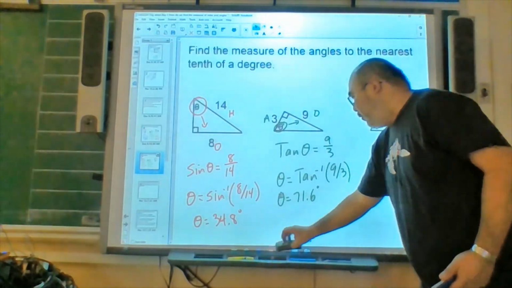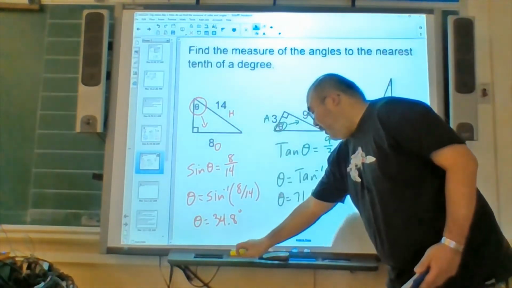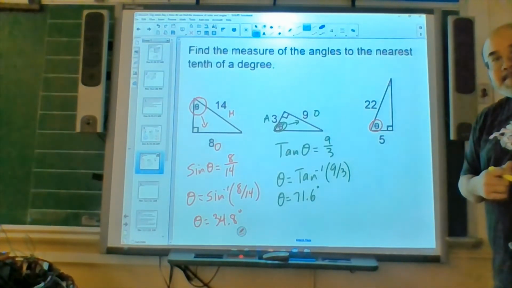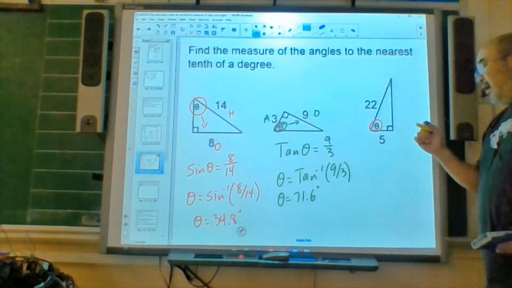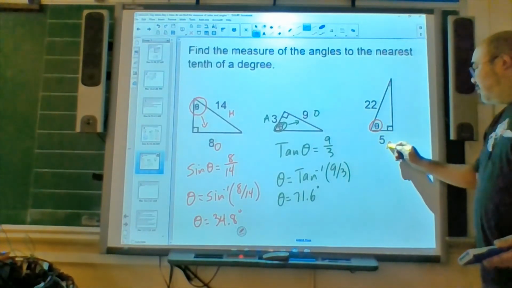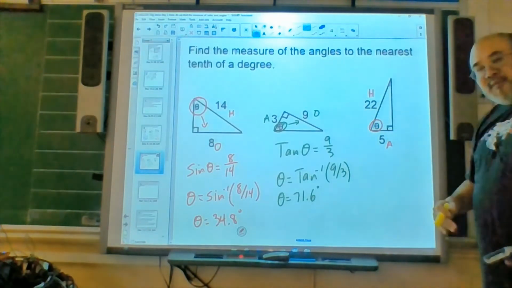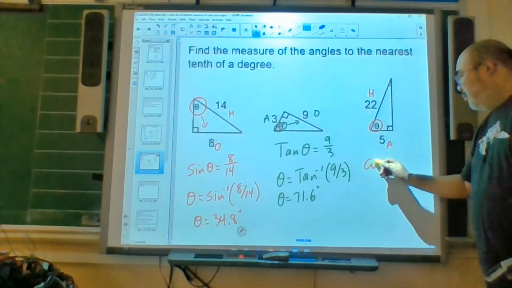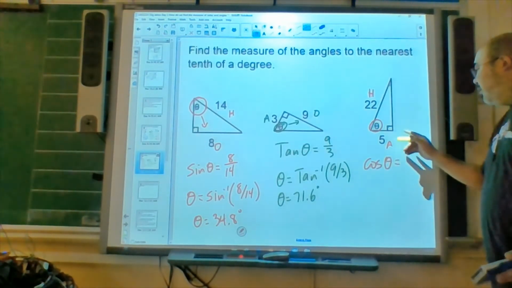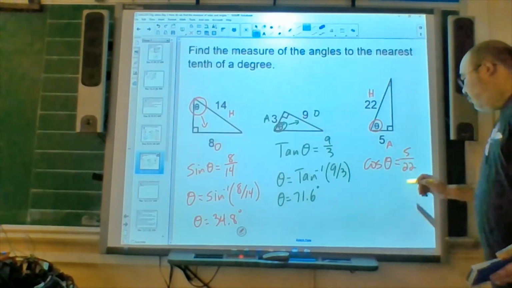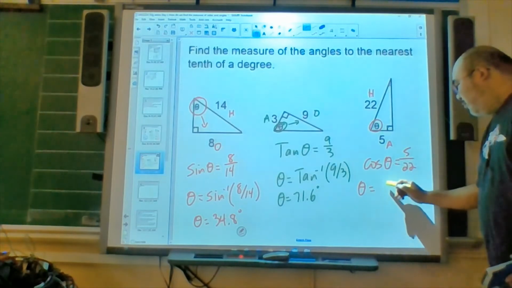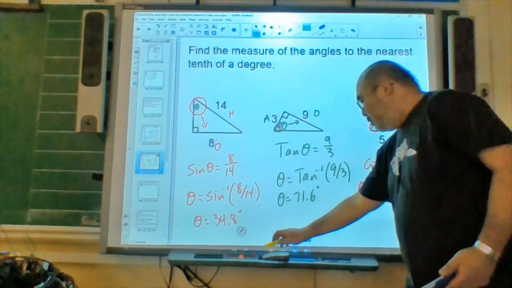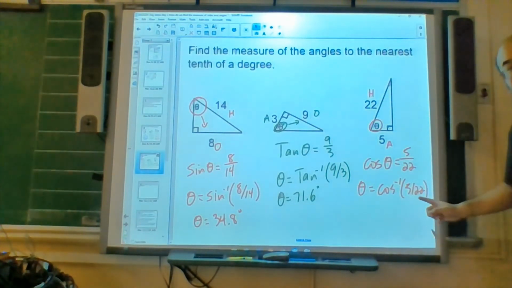Our third problem here has our angle theta here. Now I'm going to give you a chance to decide which ratio. Okay, so we see here is our leg adjacent and our hypotenuse. And we know, involving the leg adjacent and hypotenuse, the ratio we're going to use would be cosine. Cosine of theta is equal to, now the leg adjacent is 5 over 22. Therefore, theta is equal to cosine negative 1 of 5 divided by 22.